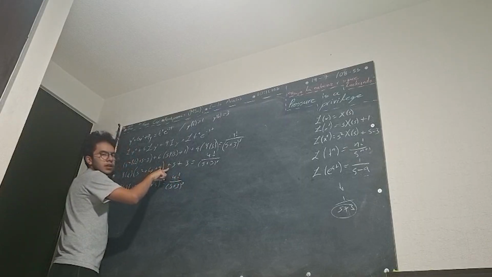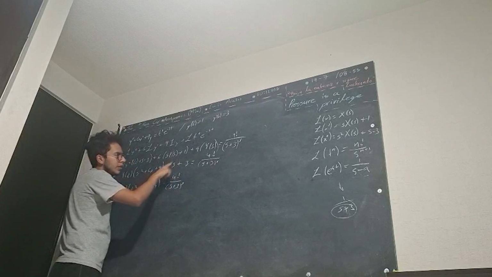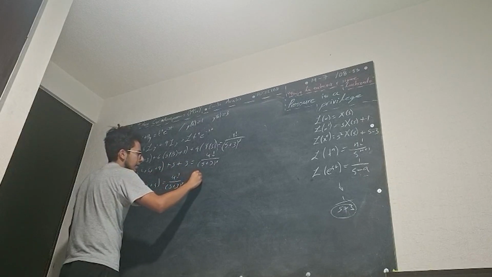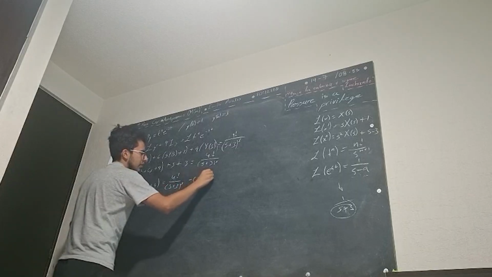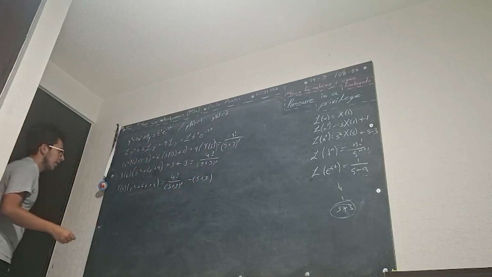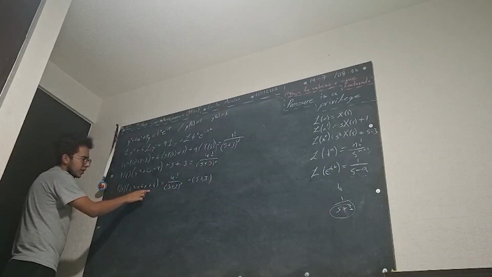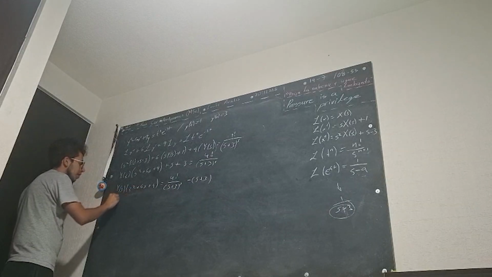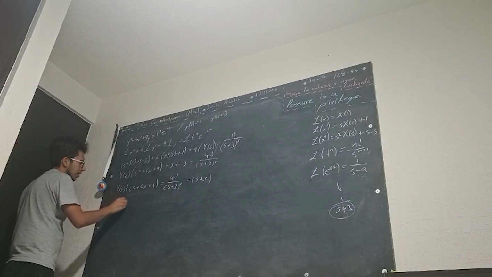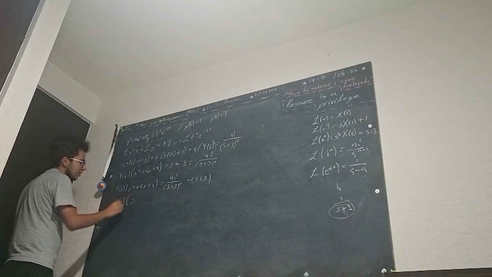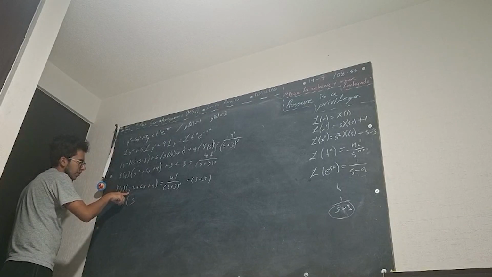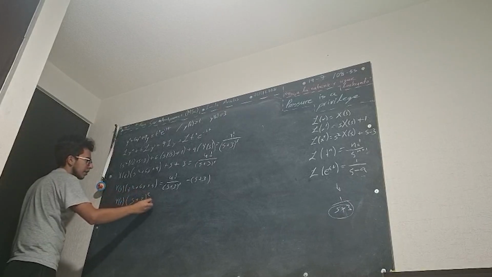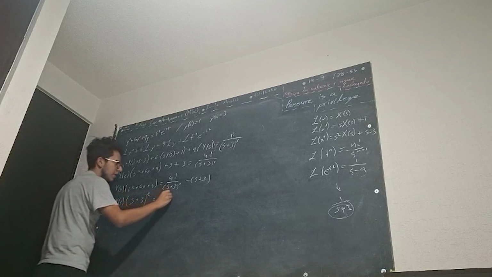Since this is 18, we will be subtracting it at this side. So we will have this. And then we can factor also this trinomial or this polynomial. So we'll have s plus 3 squared. So we will have this.